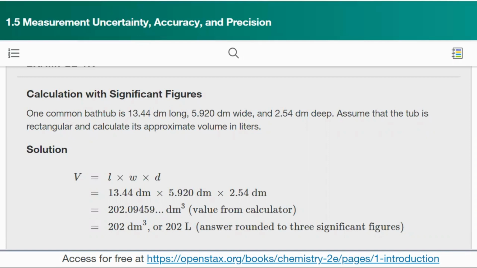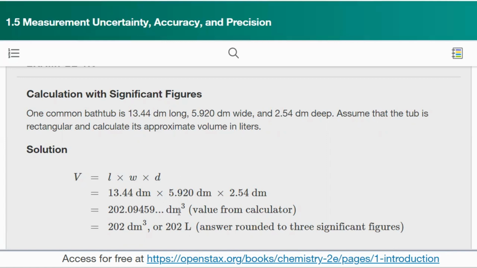And I calculated it, and that's the number that we get from the calculator. Since the number with the smallest number of significant figures is 2.54, and that number has 3 significant figures, that should be the number of significant figures in the answer. And so it is rounded to 202 liters.